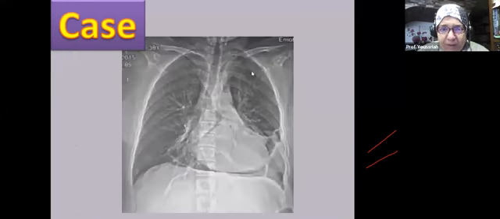In another case, this is a scanogram. As you can see, the pneumopericardium below the heart, between the heart and the diaphragm, and the streaks of pneumomediastinum in the superior mediastinum.